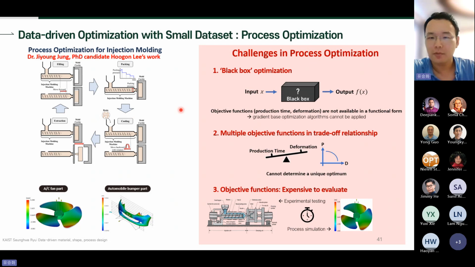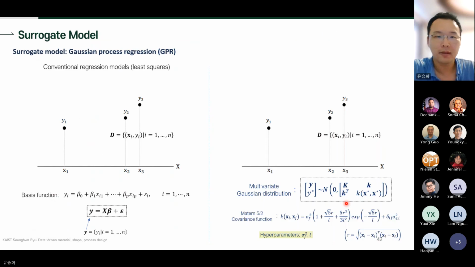In this kind of problem, of course, the production time and the deformation or displacement from the mold shape are not available in functional form. Typically, production speed and deformation have a trade-off relationship. And also, it's expensive to accumulate data either in experimental testing or process simulation combining fluid, solid, and phase transition. So here, what we can do is try to use a surrogate model with uncertainty quantification.